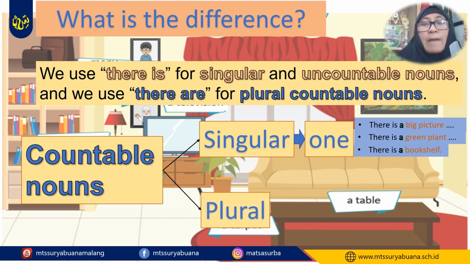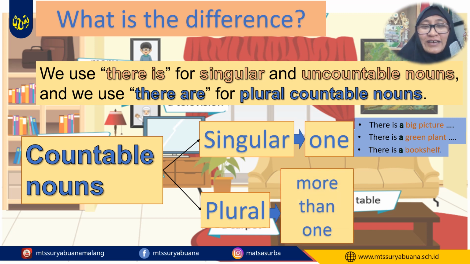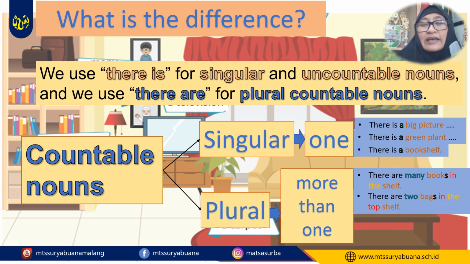Now let's continue with plural. Plural means more than one. Okay, let's see the example. There are many books in the shelf. Look, there are more than one book. There are many. Okay, now let's look at the next example. There are 2 bags in the top of the shelf. Right, look at the shelf here. We can see at the top of the shelf, there is more than one. Okay, there are 2 bags. So we use there are. There are 2 bags. Okay, next.